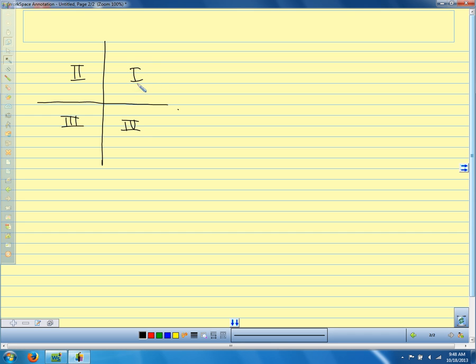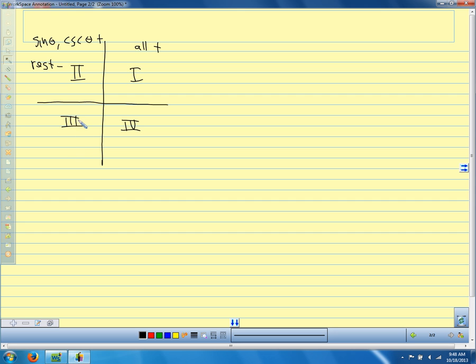So in quadrant 1, x and y are both positive. So which trig functions are going to be positive? All of them, all positive. So in quadrant 1, all the trig functions are positive. In quadrant 2, which coordinate is positive? Y. So which trig functions are going to be positive? Sine theta and cosecant theta are going to be positive. All the rest are going to be negative. So anything that has the x-coordinate in there is going to be negative.